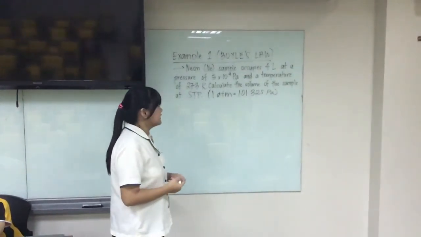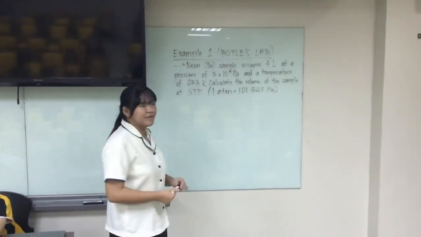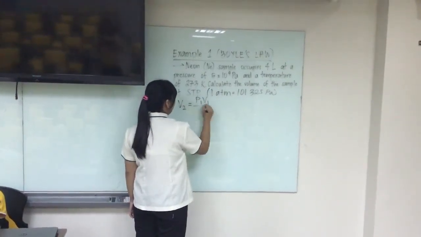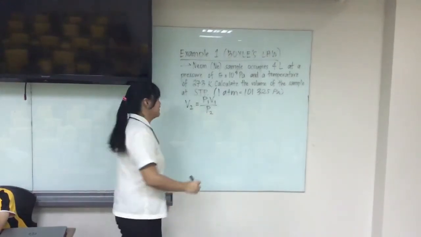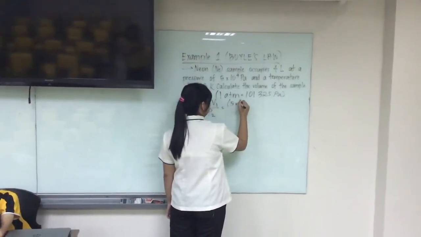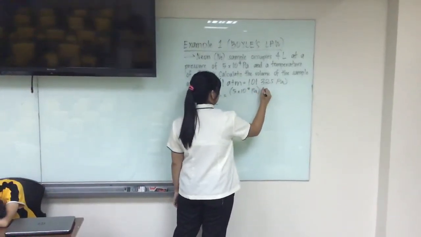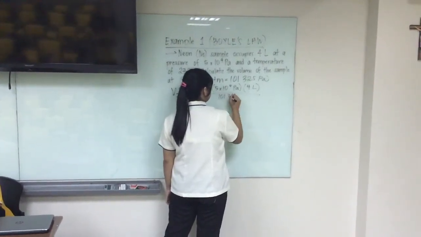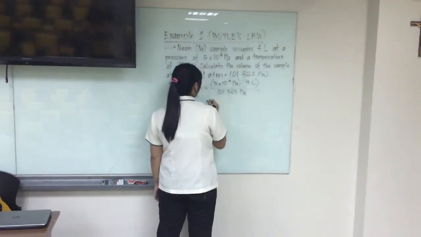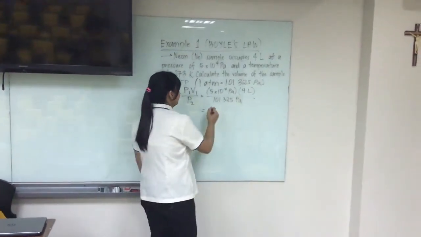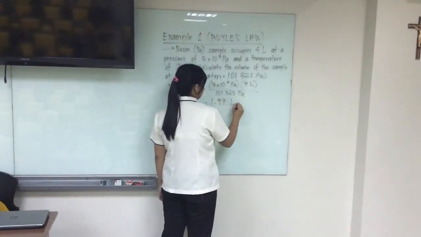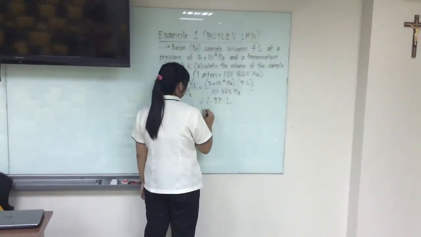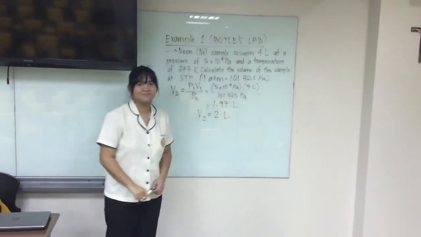And since temperature does not change, this is an application of the Boyle's law, or V2, which is given by P1 V1 over P2. We then substitute the values. With the use of a calculator, we will get an answer of 1.97 liters. Rounding off to one significant figure, our final answer is 2. Thank you for that very simple and helpful explanation, teacher.